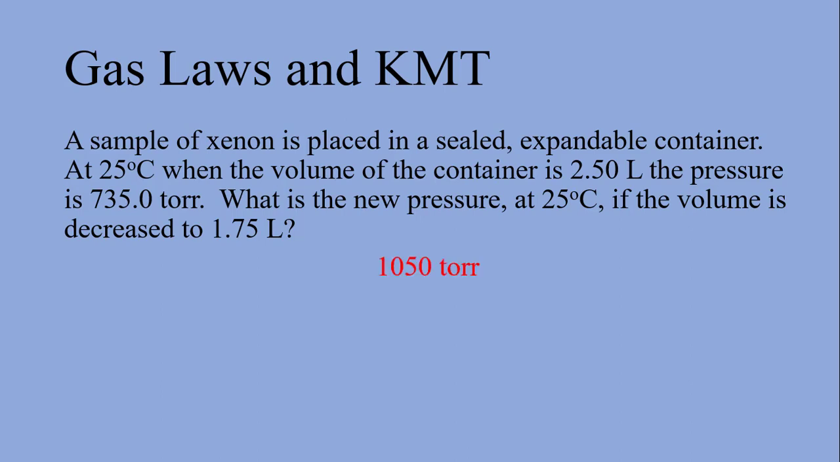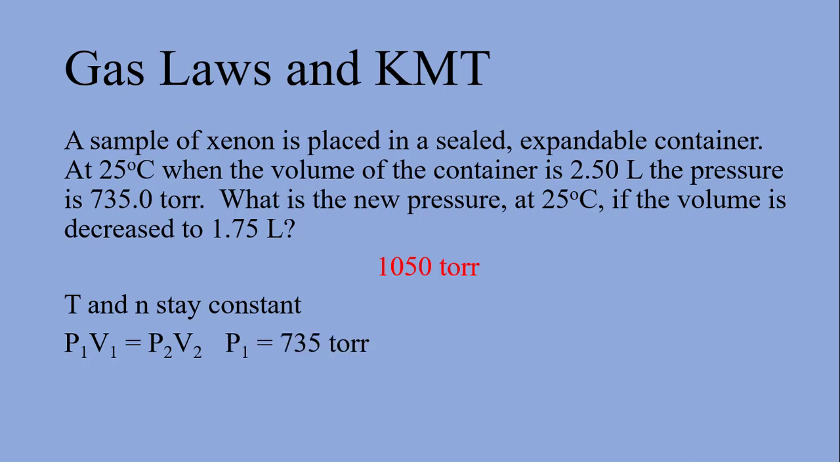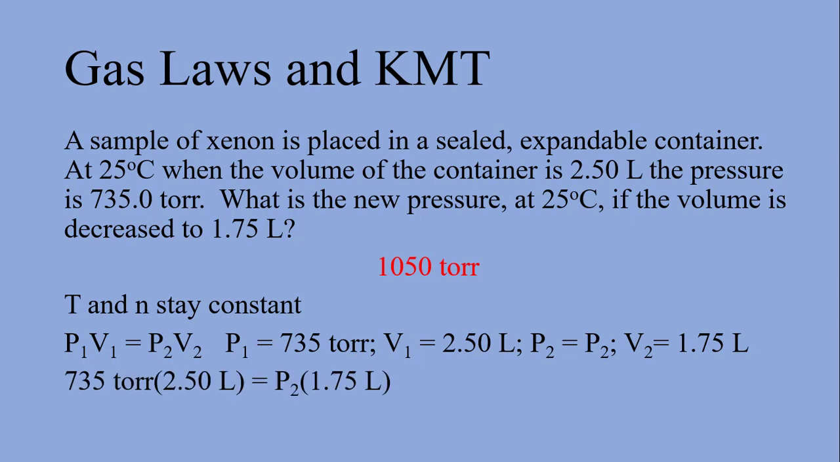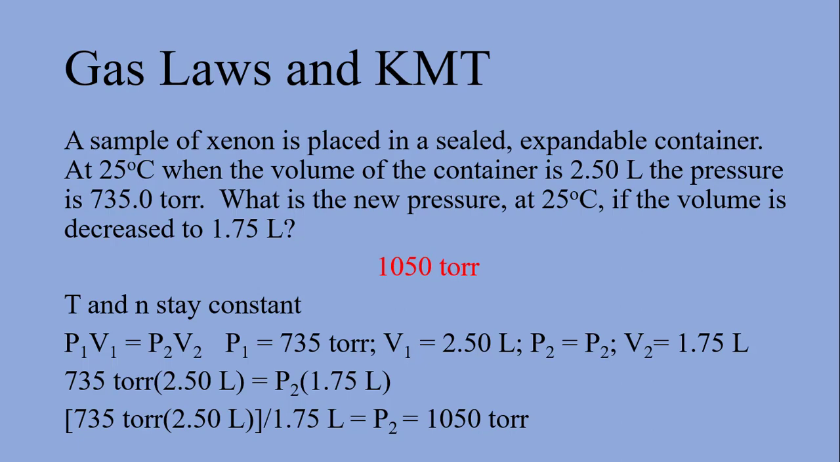And the correct answer is 1,050 torr. As we said, T and n stay constant, so the equation becomes P1V1 equals P2V2. P1 is 735 torr, V1 is 2.50 liters, P2 is unknown, so we keep it P2, V2 is 1.75 liters. Plug the values in, rearrange to solve for P2, and when you do that, you get 1,050 torr.